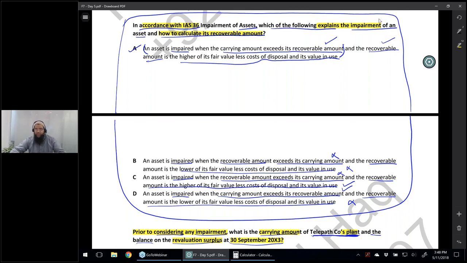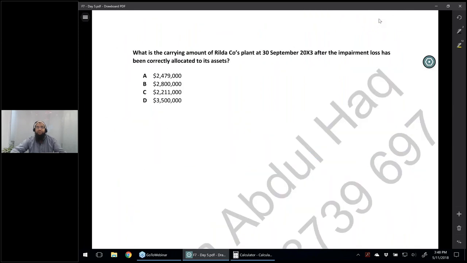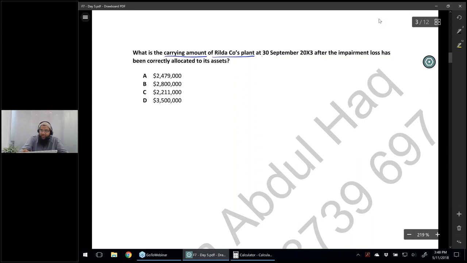Now let's read the last question of the first case. Which says, what is the carrying amount of Rilda Company's plant at 30 September 2023 after impairment loss has been correctly allocated to its assets. Now the question is talking about Rilda Company's plant. So let's go on to the question case.